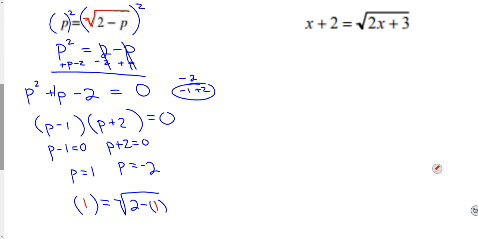What's 2 take away 1? What's the square root of 1? Still 1, so that works. So then we have to go back and check the other one.